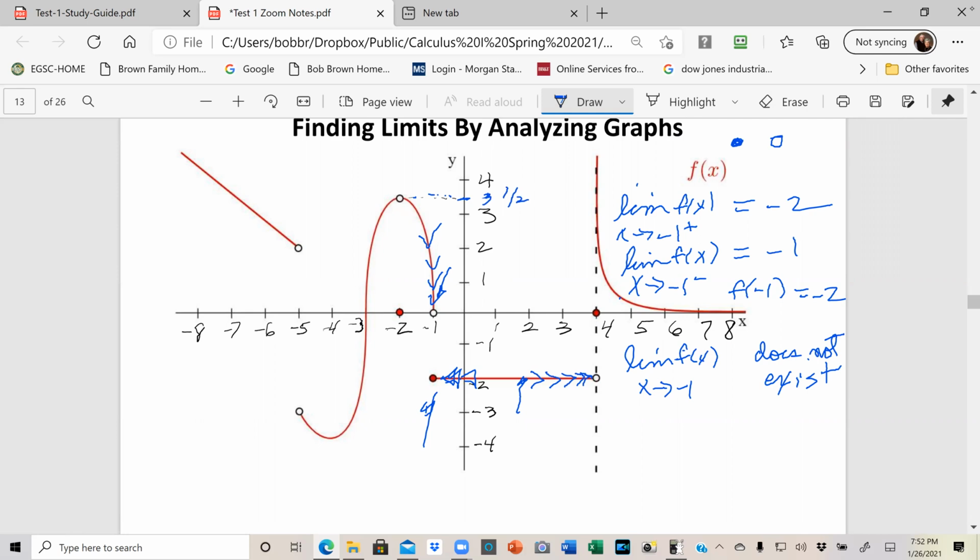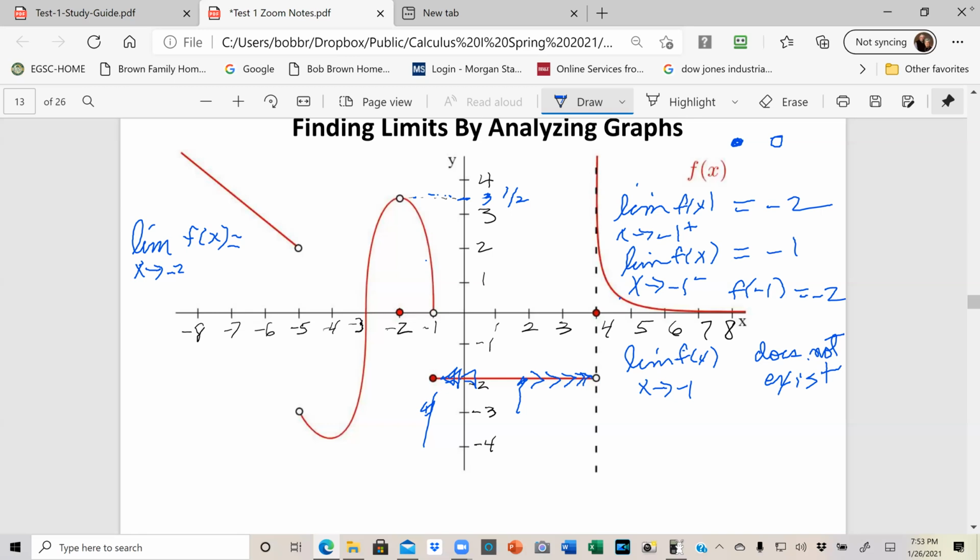Let's see if we got enough room. That's right over here. Let's take the limit as x approaches -2 of f of x. Now I'm going to ask you another question. I'm not talking about the right or the left. I'm saying as x approaches -2, what does the limit equal to? For which one? For -2. As x approaches -2. 3.5.